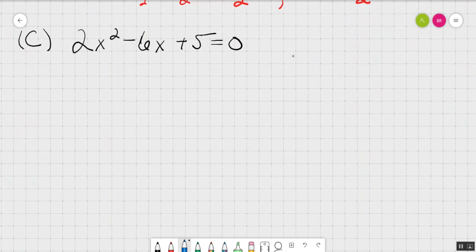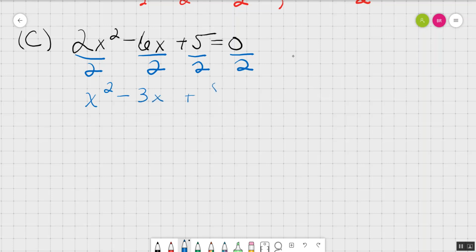So the first thing I'm going to do is, I'm hoping you notice I haven't done a single one of these where the x squared had a value in front of it. So the first thing I'm going to do is to make sure I get rid of that. So I'm going to divide everything by 2, because you can. So then I'll have x squared minus 3x plus 5 over 2 equals 0.